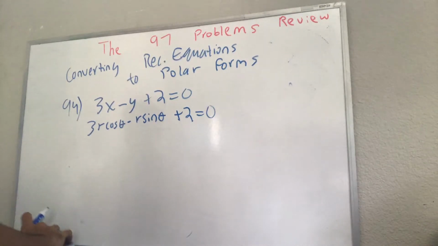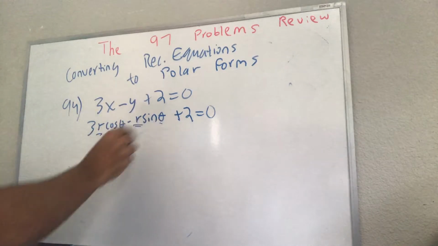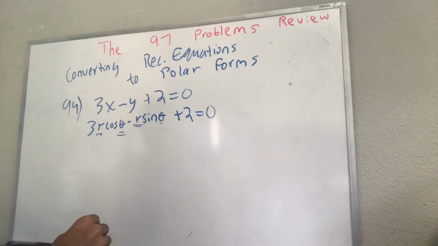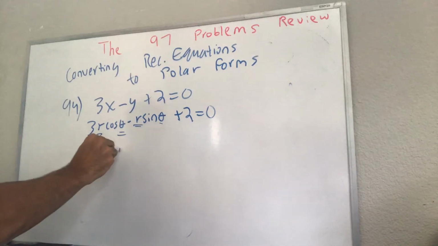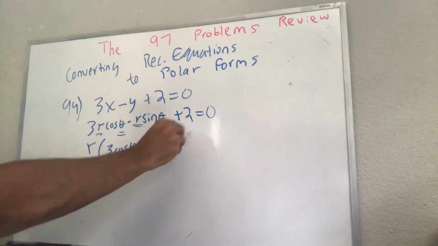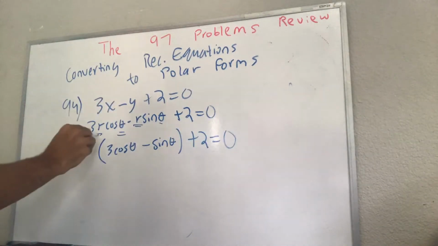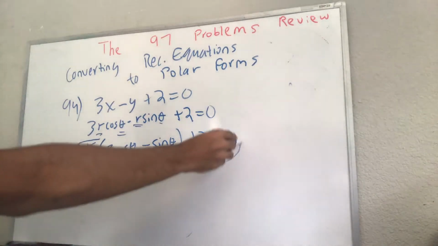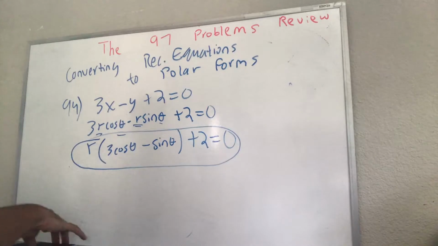So right now we have this, and it makes sense because we have radius, we have theta, we don't have any x's and y's, so we should be done. But it's always good to factor, so we're left with r times (3 cosine theta minus sine theta) plus 2 is equal to 0. So this is our final answer here for question number 94. Although it's not a circle, that's just the equation we have after converting this rectangular equation above into the polar form. So that's question number 94.